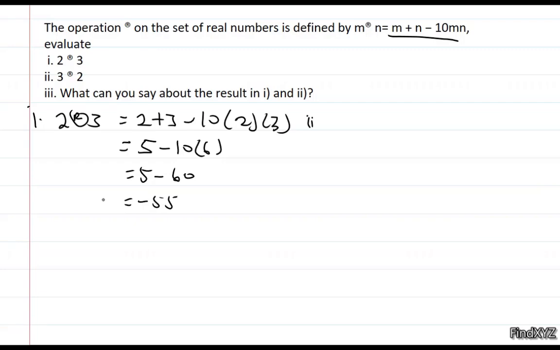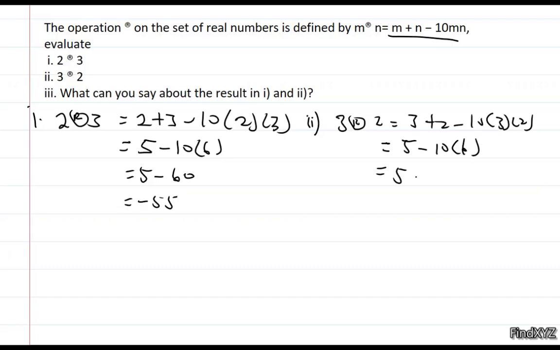Now let's perform the second operation, which is 3 operation 2, which is add the two numbers, then minus 10 times the product of the two numbers. 3 plus 2 will give us 5. Then minus 10. 3 times 2 will give us 6. Then 5 minus 60, which will result in negative 55.